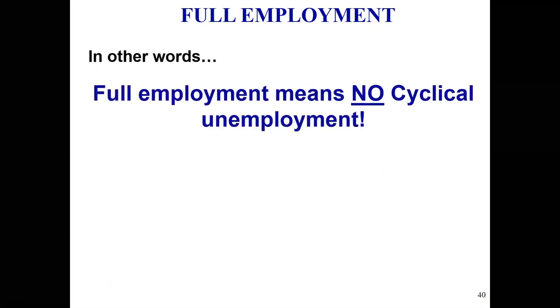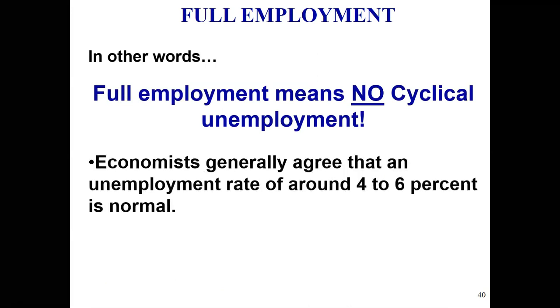Okay. Again, at the LRAS curve, there's no cyclical unemployment. To the left, there is cyclical unemployment. And in the United States, we generally go to 4 to 6%. Before COVID, we were under even 4%.